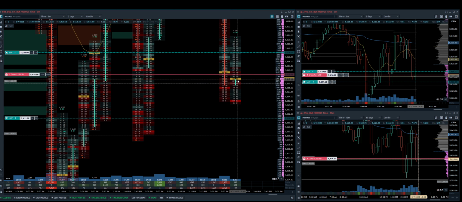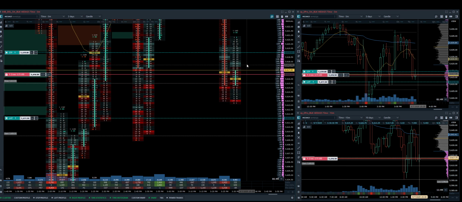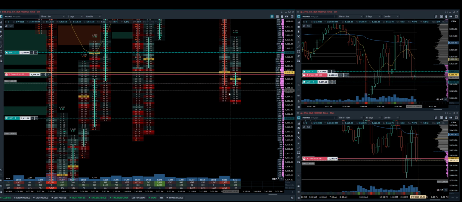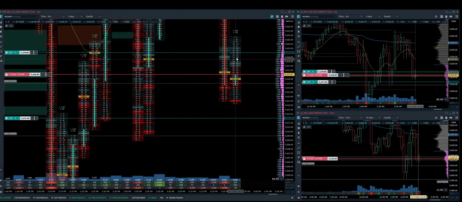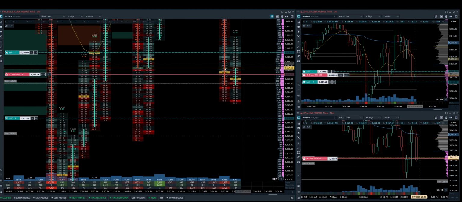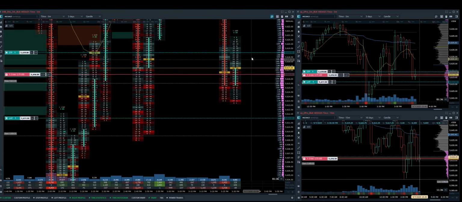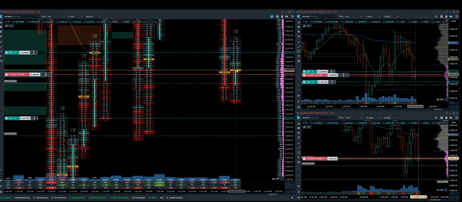Got a point of control right here. We're getting a lot more sellers coming. Buyers are buying it up. We're making less highs, not going as high. A little bit of absorption. Point of control. Dropping.